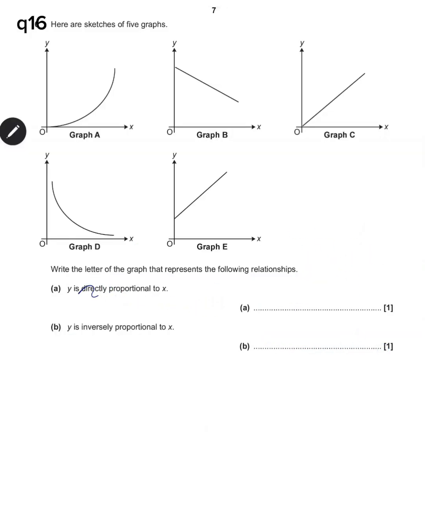In case of knowing your types of graph, direct proportion always goes through 0, 0, so it has to be this one, and it's always a straight line graph. So C is your direct proportion. And then inverse proportion, I'm afraid we just need to learn that one. Inverse proportion is this one, comes down in this curve shape. So that's D.